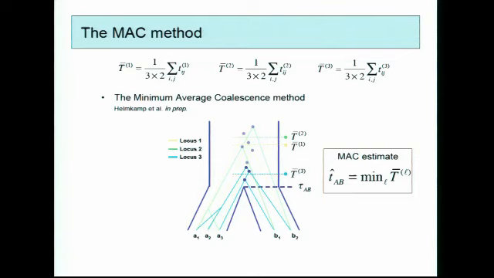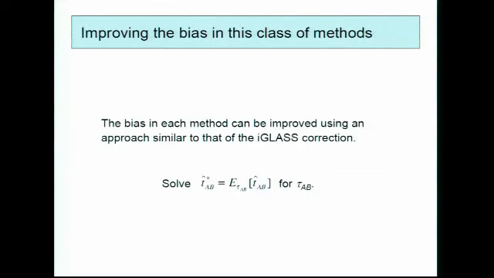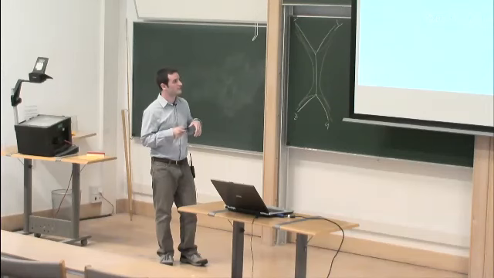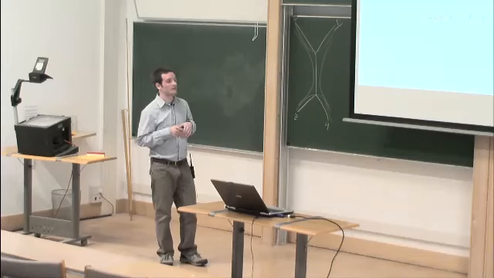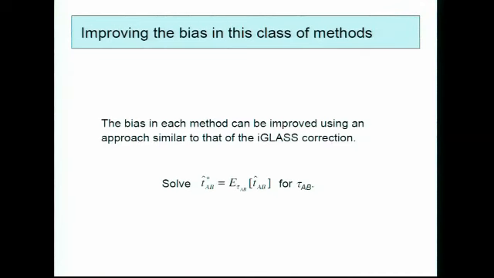And so we can use that to also show that it's a consistent estimator of the species tree topology under the multi-species coalescent model again. So all of these methods can be corrected in a way that's similar to the correction for the glass method. Specifically, if T star is a particular estimate of the method, we find the value of the divergence time for which the particular estimate is equal to its expected value.